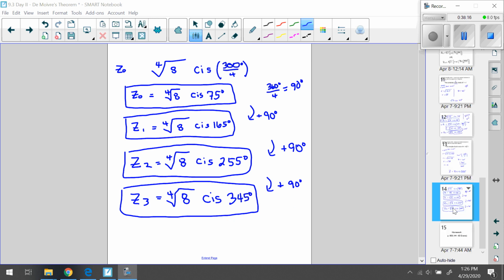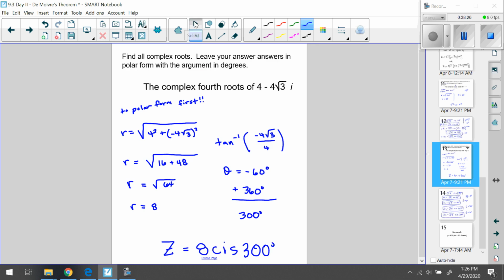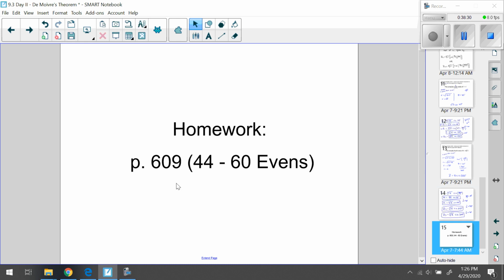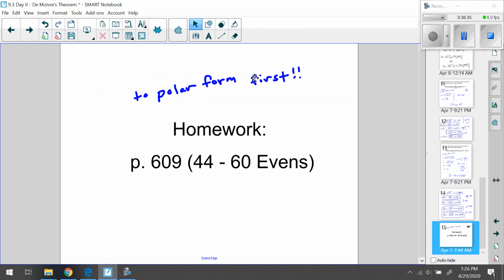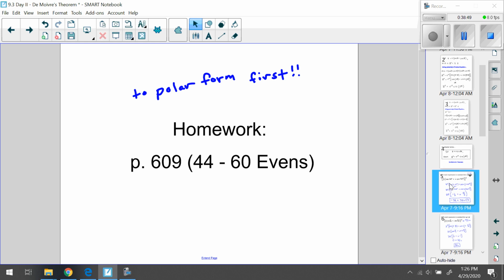Okay, so that's it. Here's your homework. You're going to go to page 609, start with 44, and work your way up through 60. And I cannot stress enough, let me just copy and paste this one more time, that for every problem that you do today, make sure you are converting to polar form first, okay? If it is not in polar form, you're going to look at your formulas and feel kind of confused and not sure what you're supposed to do. And so they kind of help you out as you get started with your homework.